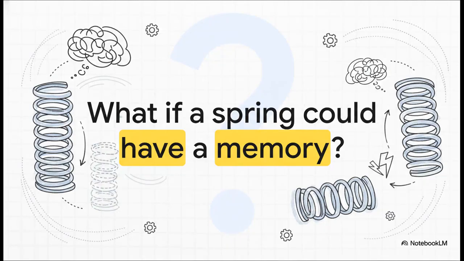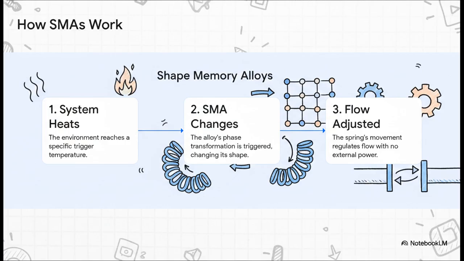Okay, but what if we could take this even further? I mean, what if a spring wasn't just a passive piece of metal? What if it could have a memory? What if it could remember a specific shape and then, on command, change itself right back to it? Well, that's the magic of something called shape memory alloys, or SMAs.